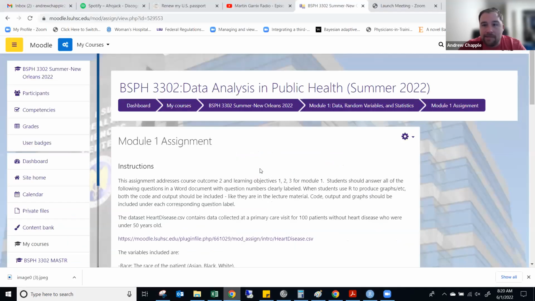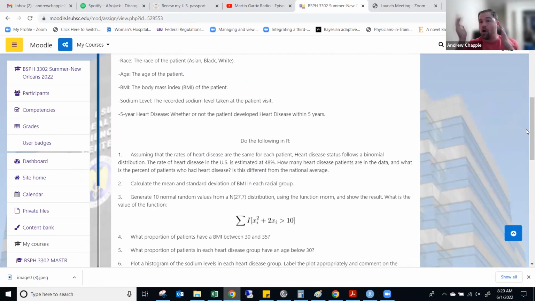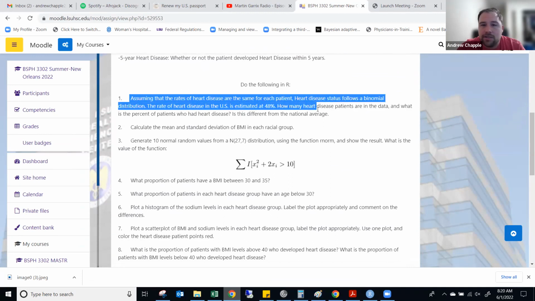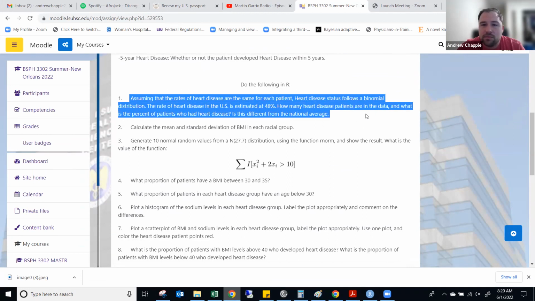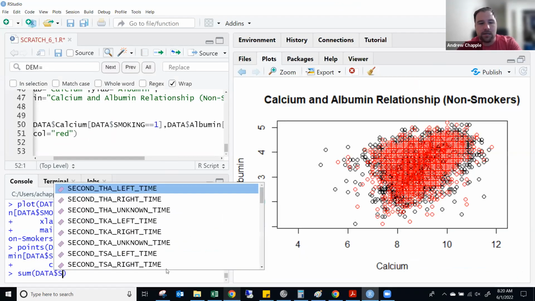So let's go look at the homework assignment. I think that's like what we just walked through with smoking status. You're going to use race as a variable for that. So the first thing to do is calculate how many heart disease patients are in the data, and what's the percent who have the disease. As an example, using smoking, I can look at some data smoking.